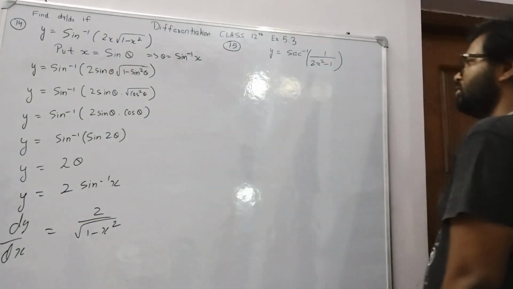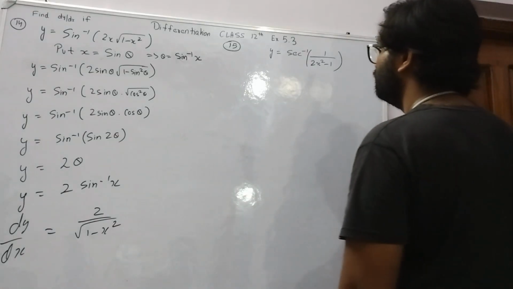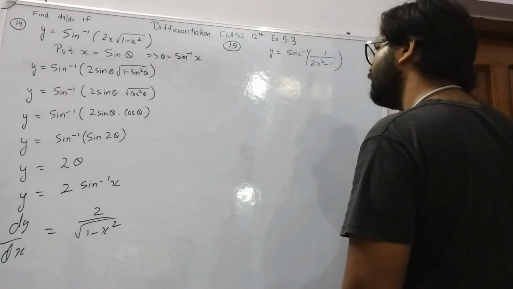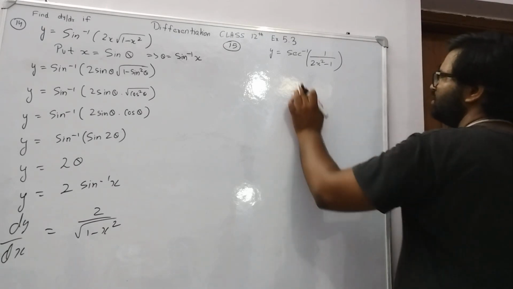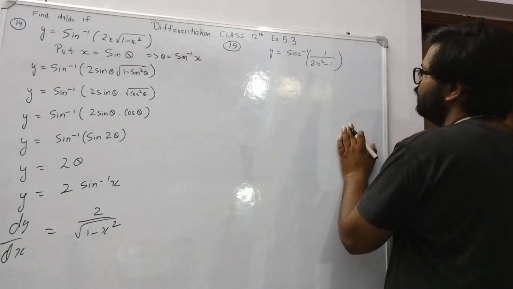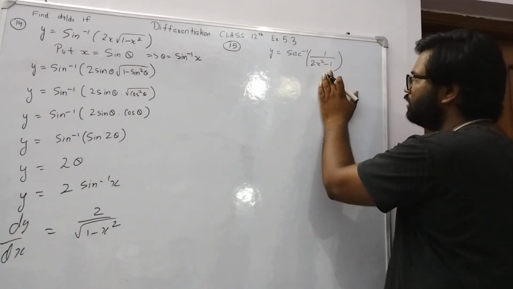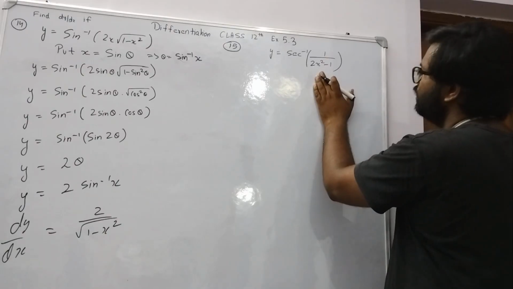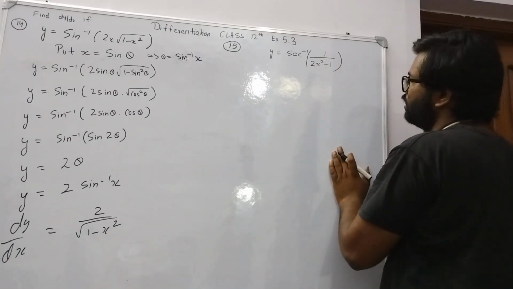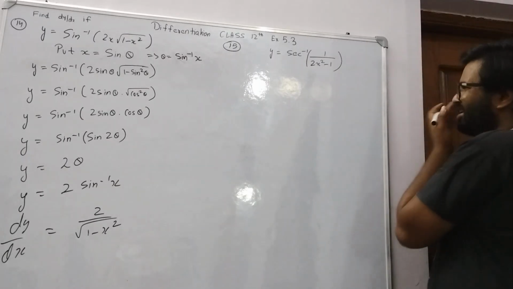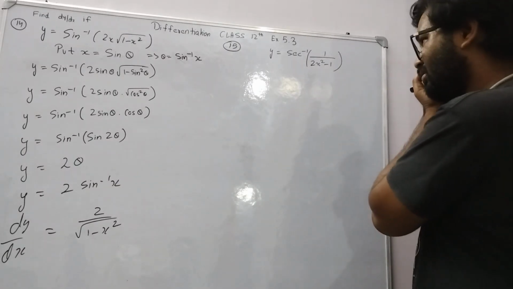Okay, now let's go to question number 15. Let's complete these two questions and then you can take the screenshot. So here this is a little different question. First of all, the function is in the denominator, or I should say fraction, and it's 1 upon 2x square minus 1. Now we don't have any formula that says 1 upon something.